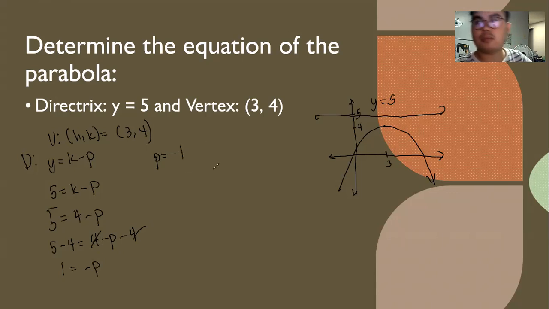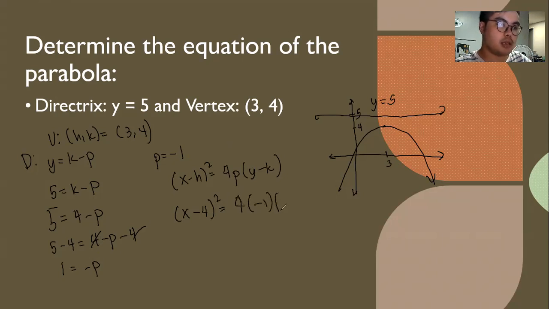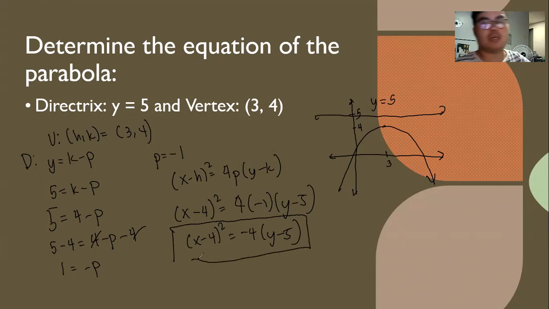So using the formula of the vertical parabola, okay, so we're going to recall first. So it will become (x minus h) squared equals 4p times (y minus k). So substituting po, it will become (x minus 4) squared equals 4 times negative 1, then (y minus 5). Since 4 times negative 1 is negative 4, it is (x minus 4) squared equals negative 4 times (y minus 5). So ito po yung equation natin given ng parabola natin.